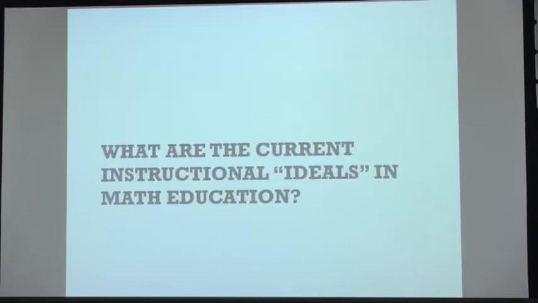I know not all of you are math people, so I'm going to give you a quick tour of what the current ideals are in math education, so you can understand. I don't know, would that be the rubber or the road? I guess that's the rubber.